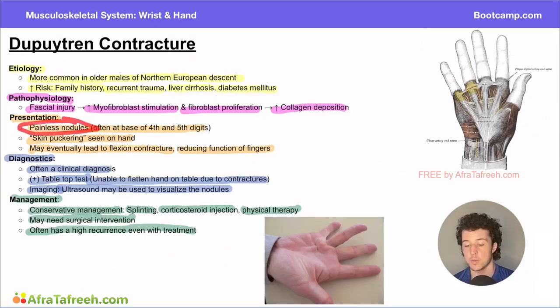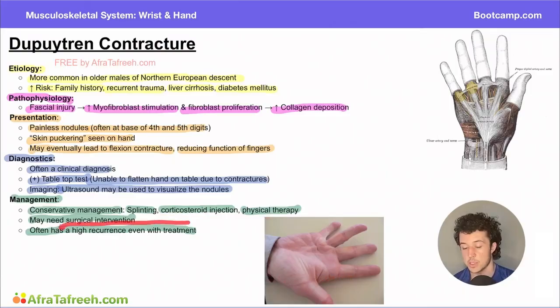The disease will begin with painless nodules that begin likely on the fourth and fifth digits, and skin puckering may be seen, and this may eventually progress to flexion contracture, reducing the finger's ability to extend. It's typically a clinical diagnosis, although we may view these nodules as hypoechoic on ultrasound, and a positive tabletop test in which a patient cannot flatten their fingers onto a tabletop may also suggest this is Dupuytren contracture. Conservative management may include injections, including collagenase, physical therapy, and it may progress to surgical intervention, but recurrence is high with this condition. And a practice question might sound something like this.